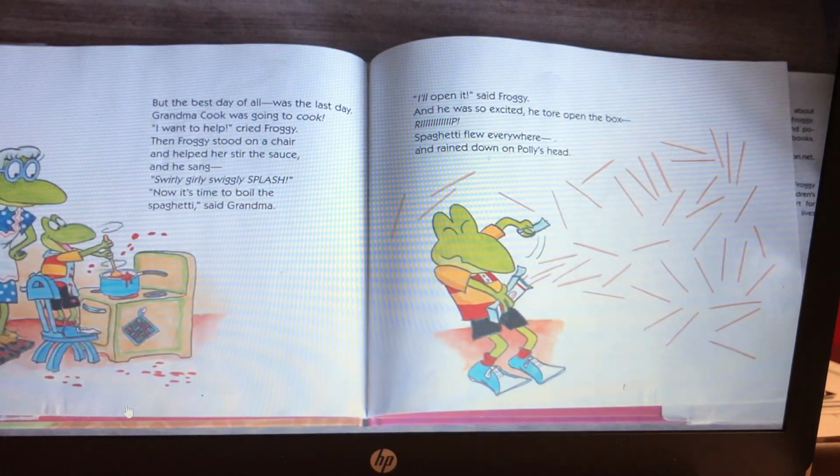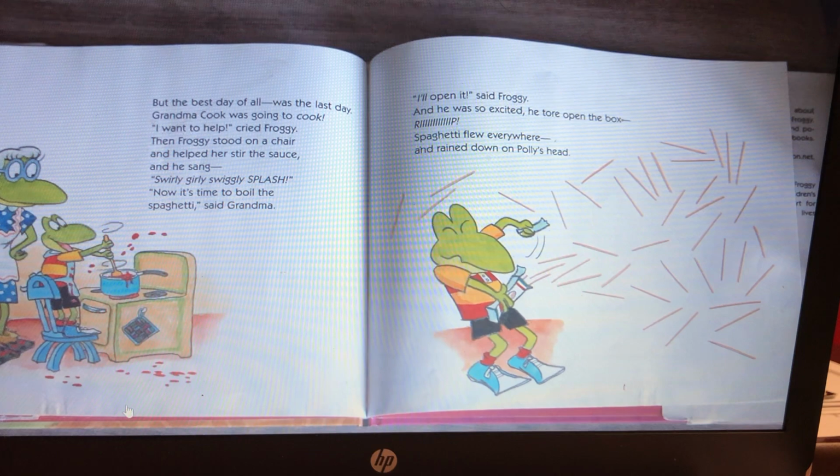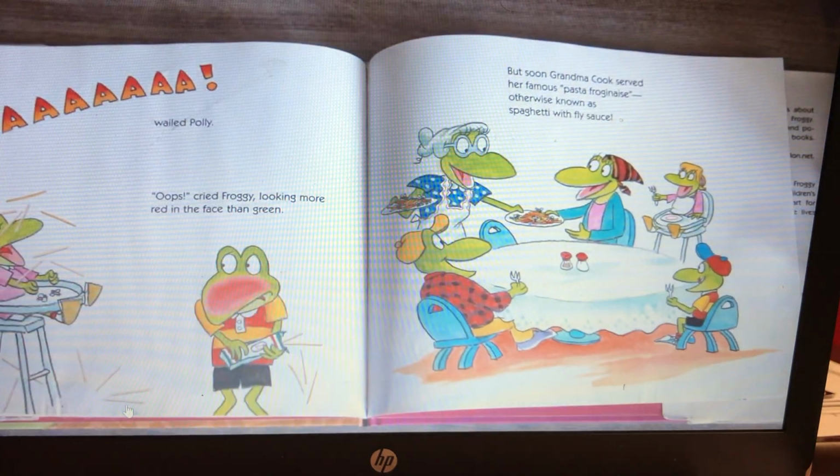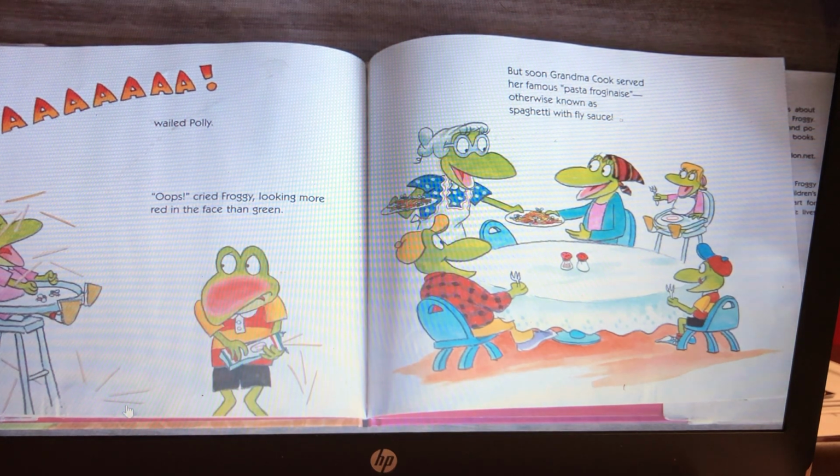But the best day of all was the last day. Grandma Cook was going to cook. I want to help, cried Froggy. Then Froggy stood on a chair and helped her stir the sauce, and he sang, Swirly, girly, swiggly, splash. Now it's time to boil the spaghetti, said Grandma. I'll open it, said Froggy. And he was so excited, he tore open the box. Rip! Spaghetti flew everywhere and rained down on Polly's head. Wah! Wailed Polly. Oops, cried Froggy, looking more red in the face than green.